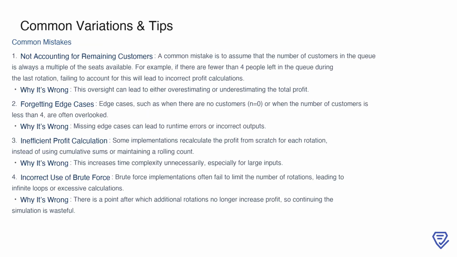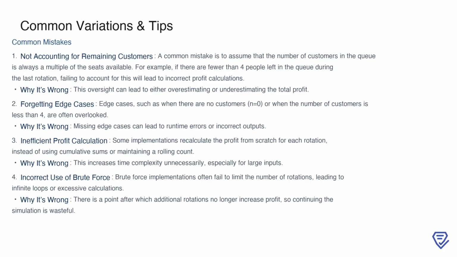When solving this problem, there are several common mistakes to watch out for. First, not accounting for remaining customers can lead to issues. For instance, if fewer than 4 customers are left in the queue on the final rotation, assuming the number of customers is always a multiple of 4 can result in incorrect profit calculations. This happens because the final profit depends on the actual number of customers served, not just the rotation count.